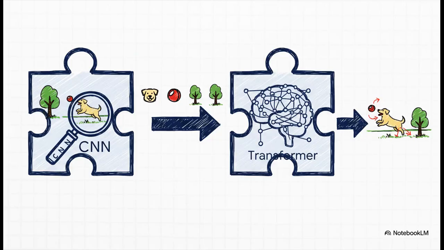And the cool thing is, you don't even have to pick one or the other. In fact, the most powerful systems out there today are hybrids. They use a CNN for what it does best, pulling out all those raw visual details, and then they pipe that info into a transformer to figure out the big picture and the story. It's truly the best of both worlds.